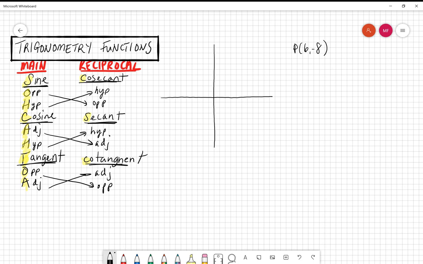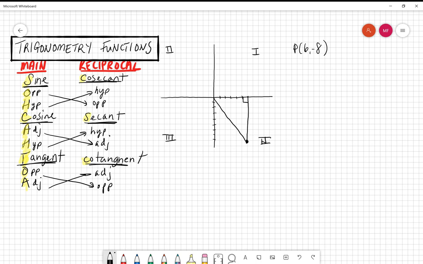So 6, -8 is a point. So it's 1, 2, 3, 4, 5, 6 this way. 1, 2, 3, 4, 5, 6, 7, 8. So the coordinate would be somewhere right over here. And I draw myself a right triangle from the x-axis. Okay, so notice the triangle is never drawn from the y-axis. It's always sitting on top or below the x-axis, depending whether you're in quadrant 1, 2, 3, or 4. Okay, right now we're in quadrant 4.